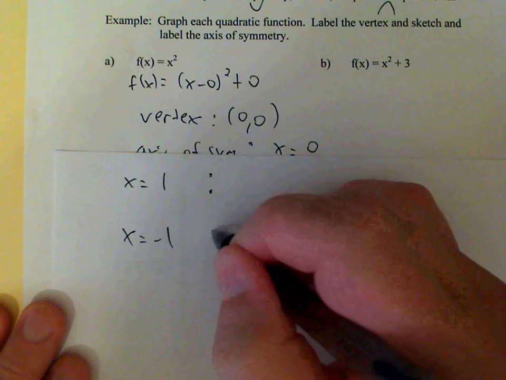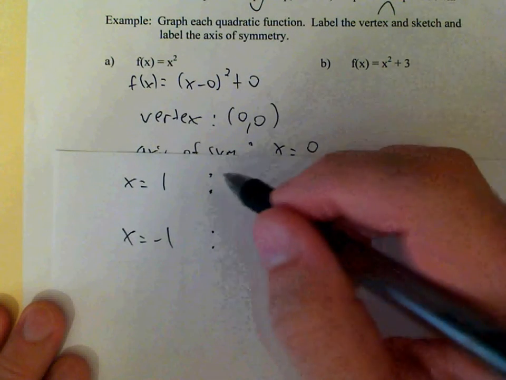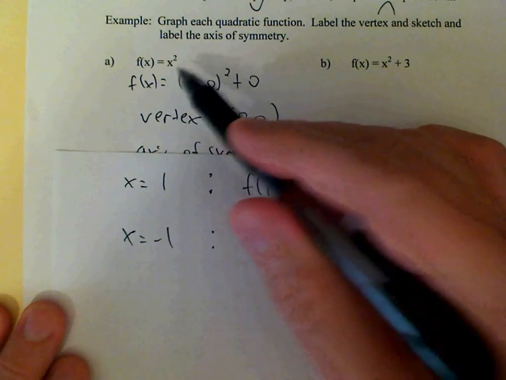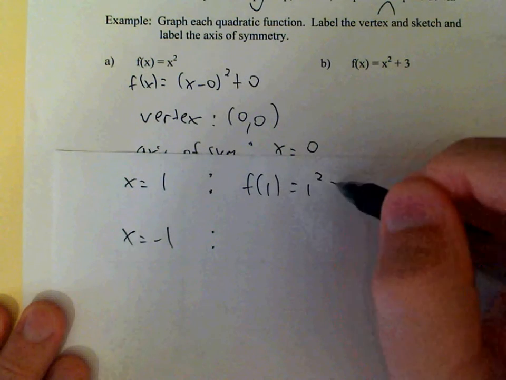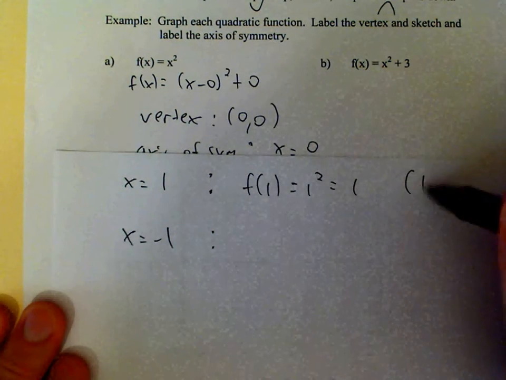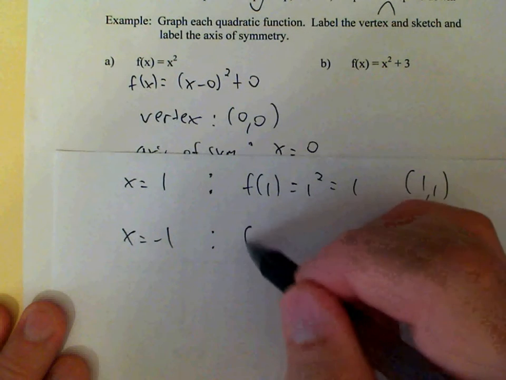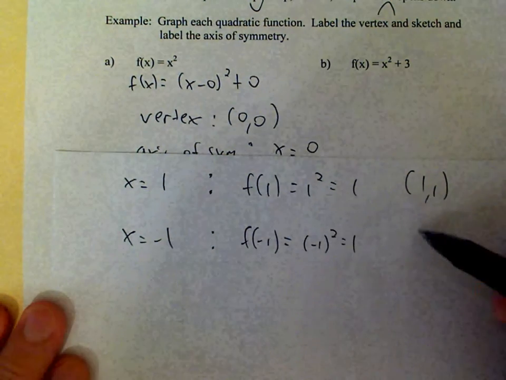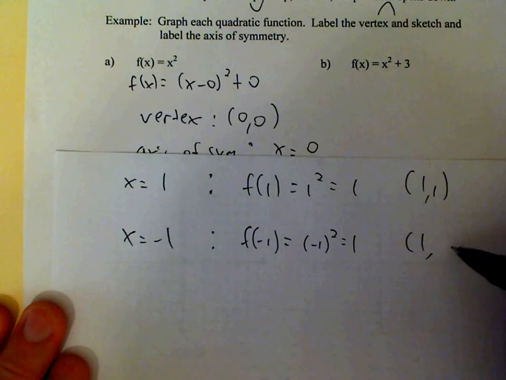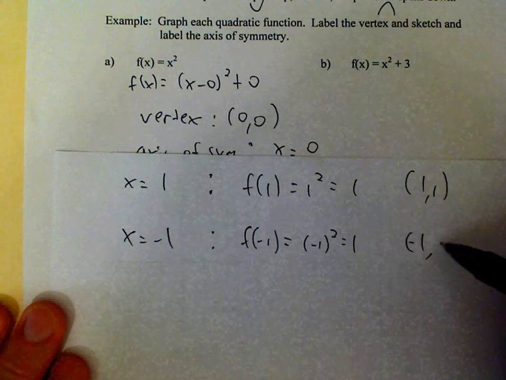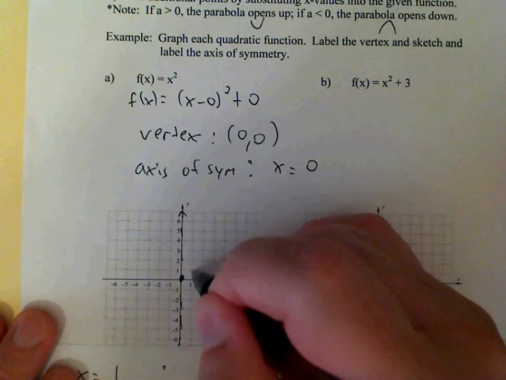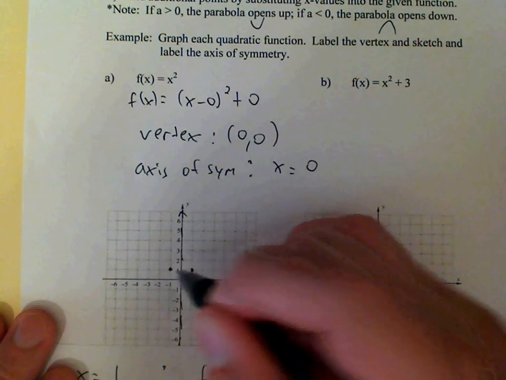So if I let x equals 1, then when I find f of 1, and here's the original function we're going to use, that'd be 1 squared, which is 1. So that point is 1, 1. If I find f of negative 1, that'd be negative 1 squared, which is also 1, which we would expect since it is symmetrical. So we got negative 1, 1. We'll plot those. 1, 1 is here, negative 1, 1 is there. And in actuality, that's probably good enough.